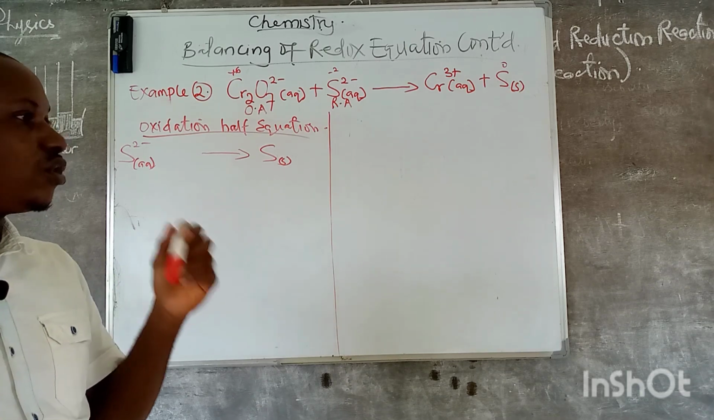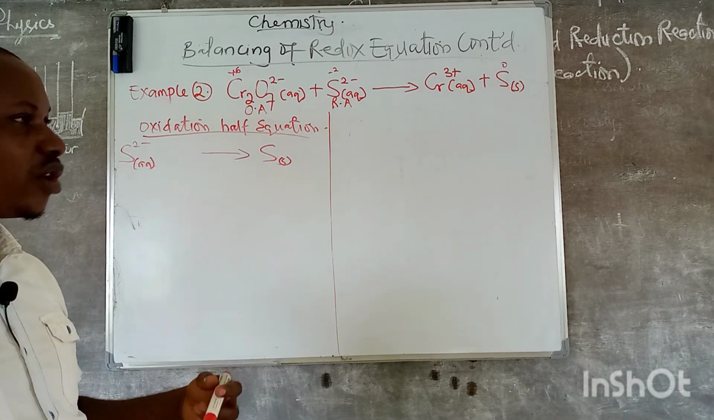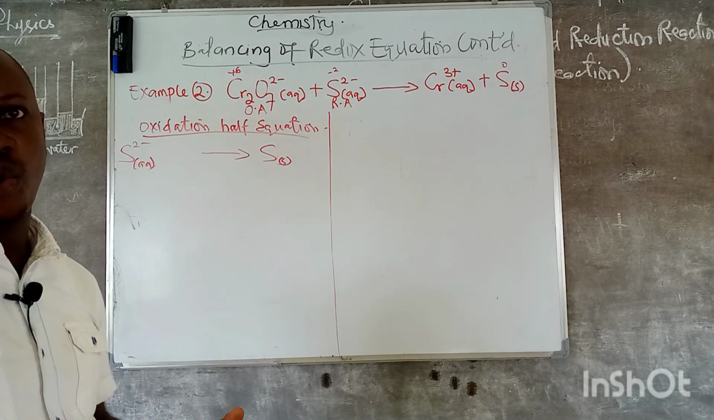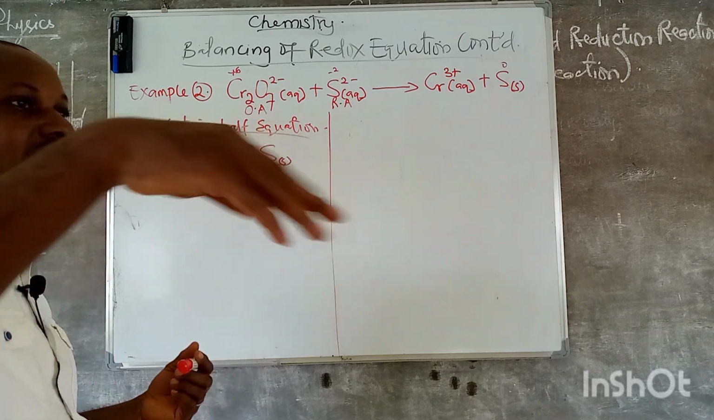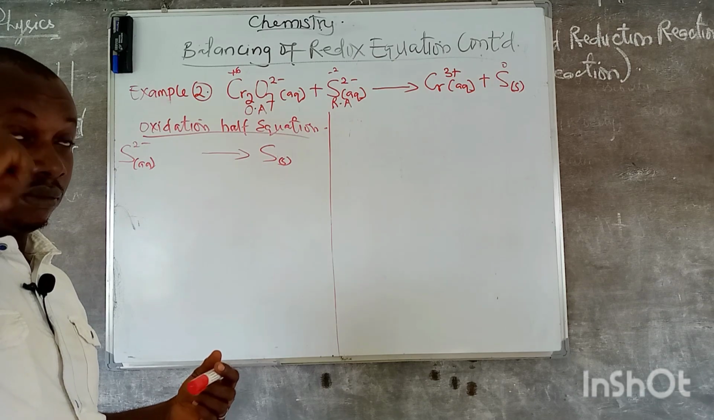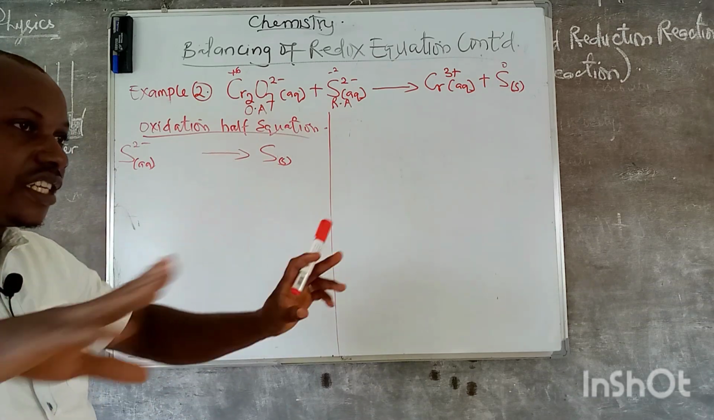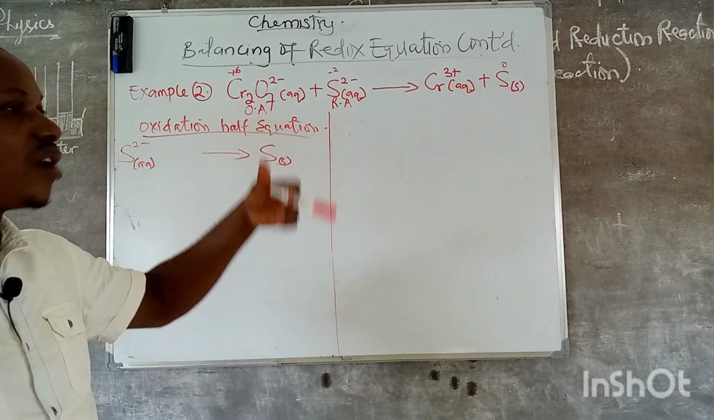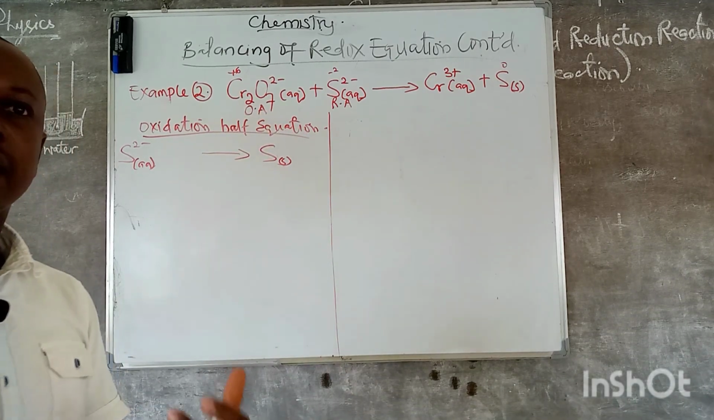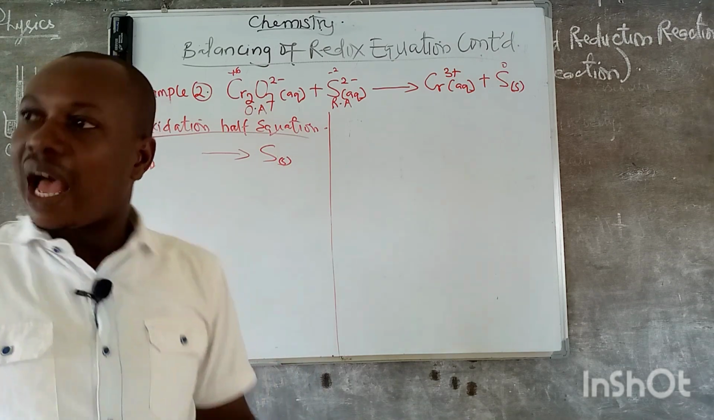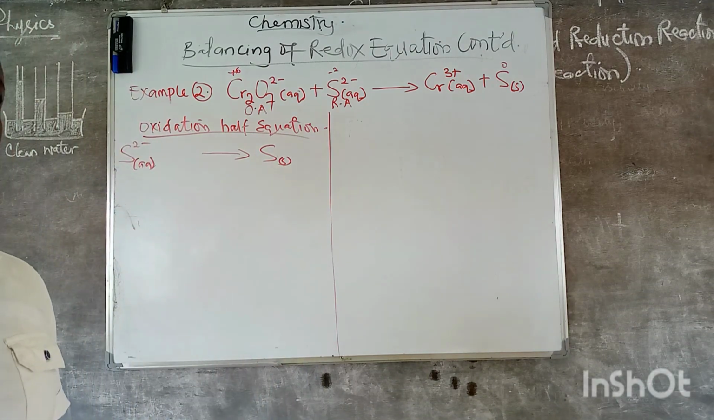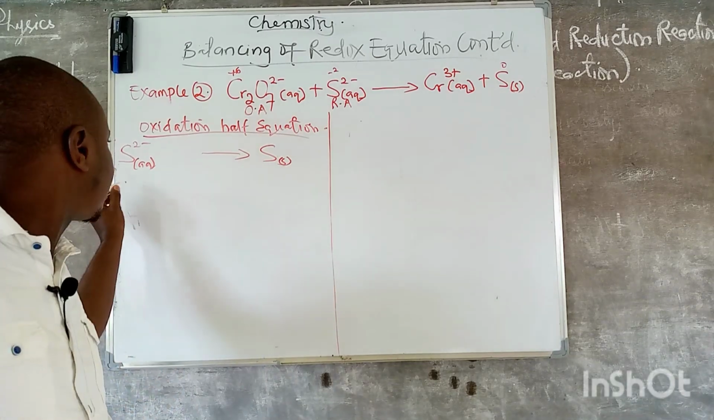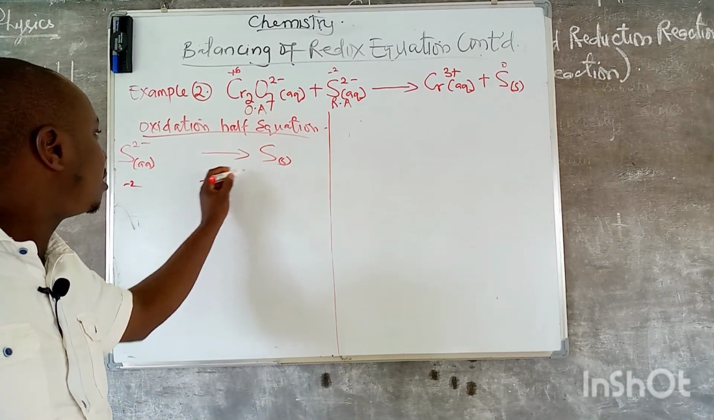If you remember what I told you in example 1, in oxidation half equation, we always add electron at the right-hand side of the equation in order for the number of charges to balance. While at the reduction half equation, we add the number of electrons at the left-hand side of the equation. It's a major rule. If you can get that, fine. Okay, here is -2 and here is 0.